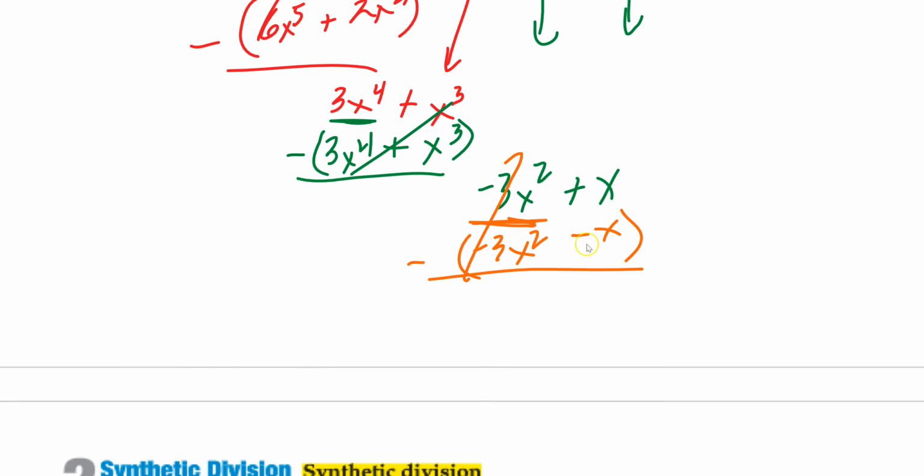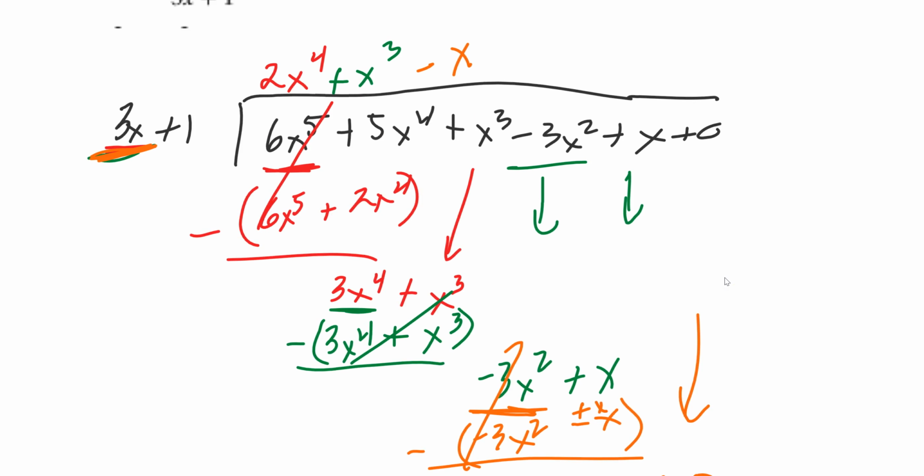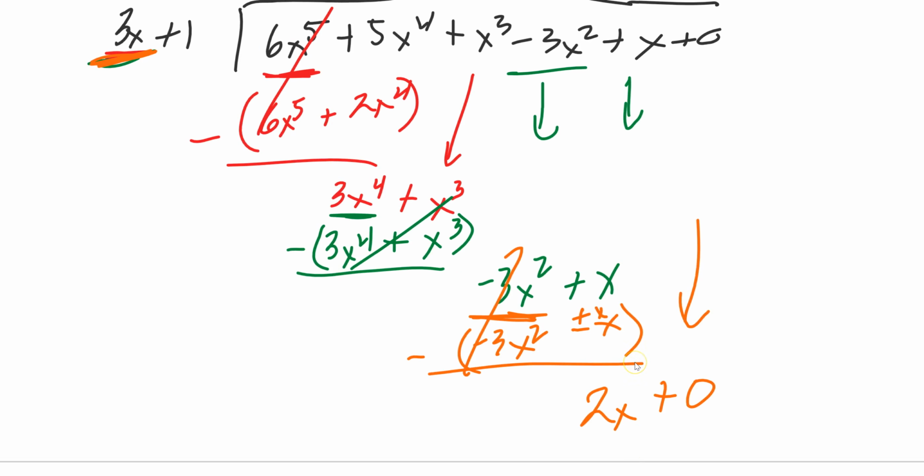These cancel. I get a positive x, so 2x plus 0. So we have that, and then you're like, wait, what would I multiply 3x by to get 2x? And that kind of sucks. It's a little math trick.